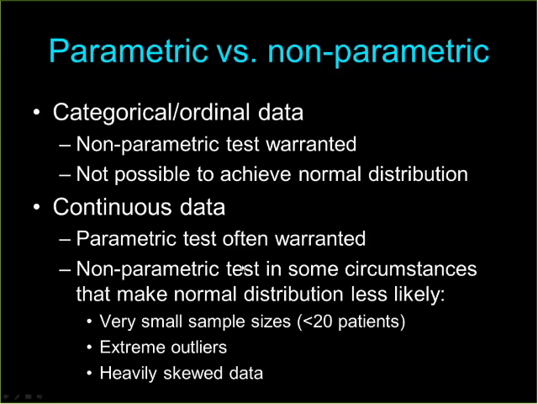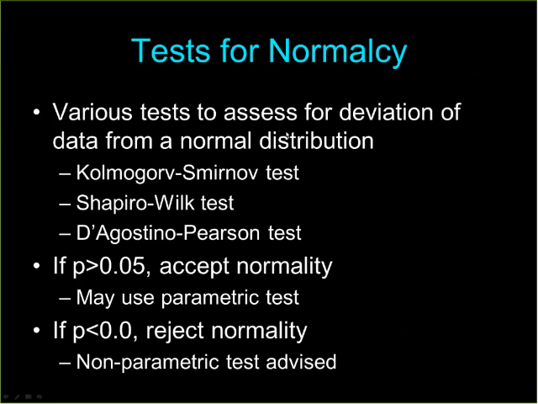There are also some statistical tests that software packages can do to actually test your data and see if it has a normal distribution. I named some of these here, and there are packages available that can do these. And if we run this on our data and we get a p-value greater than 0.05, we often will accept normality of the data and feel the parametric test is warranted. When it's less than 0.05, we'll reject normality and use a non-parametric test.